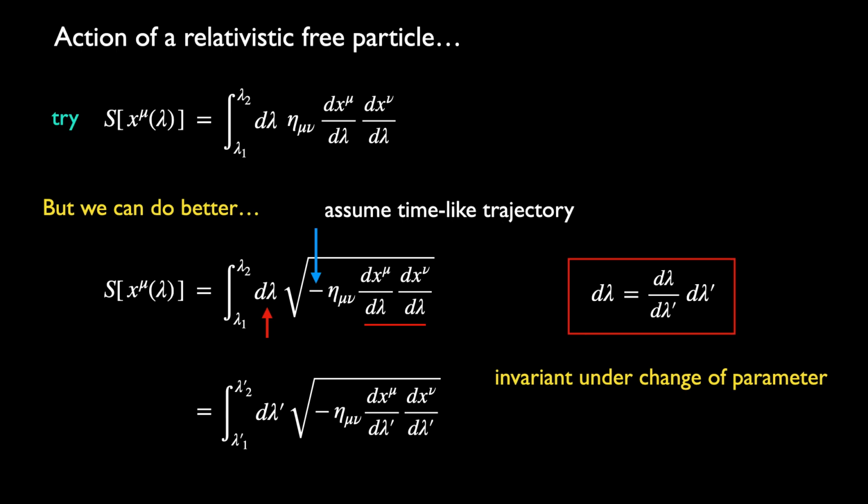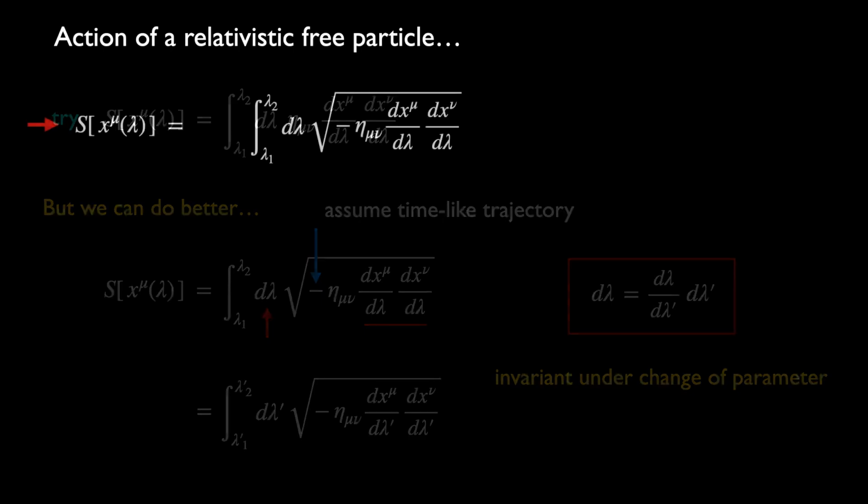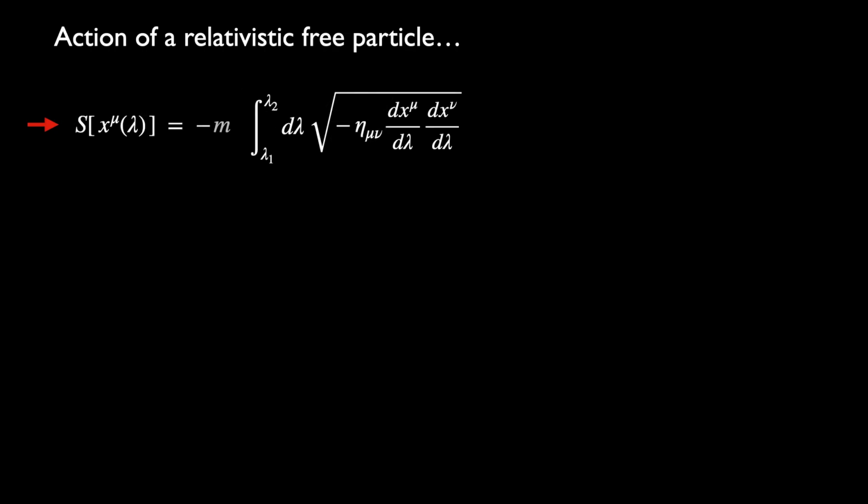Remember what we have emphasized in the last lecture. What's important is the curve in space-time. Different curve parameters could be used to describe the same curve. So it makes sense for our action to be invariant under this change of parameter. Let's include a factor of mass m of the particle and c the speed of light so that we get the correct units for the action.